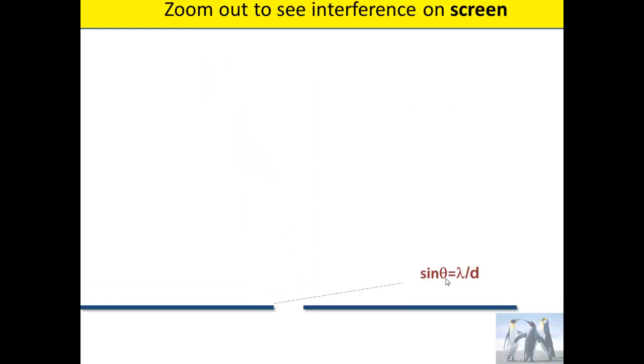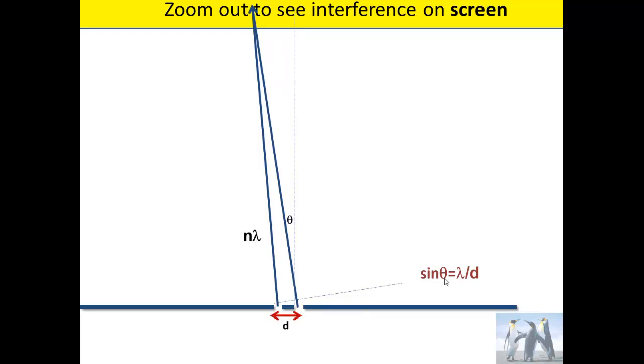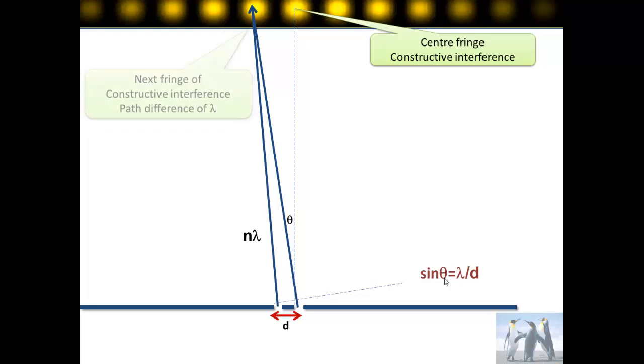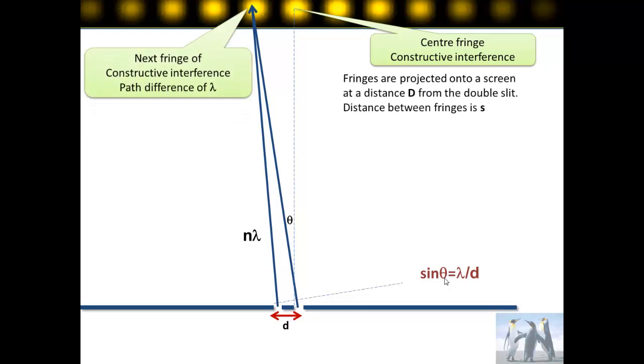Let's zoom out from this and see what happens if we see the interference on the screen, if we see the Young's fringes on the screen. The light from the fringes is interfering constructively there, and you can see we've got a bright fringe there. We also have a center fringe where we have constructive interference too. So the fringes are projected onto the screen at a distance capital D from the double slit, and the distance between the fringes is S. Here's distance S, and here's distance D. Let's look at this triangle. What is the geometry of this shape?